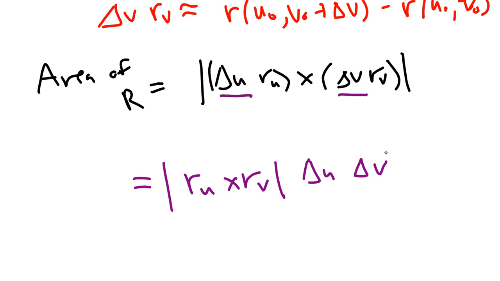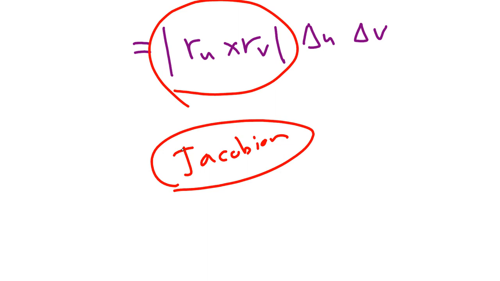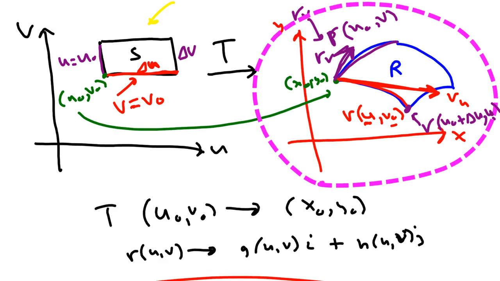And it turns out that this thing here has a special name. That thing is called the Jacobian. And you know just by looking at it that it's going to be a scalar quantity because it's the length of a cross product of a vector. And therefore, it is giving you, in a sense, the ratio of the areas of the region S over here to the region R over here. So that's what that Jacobian does.